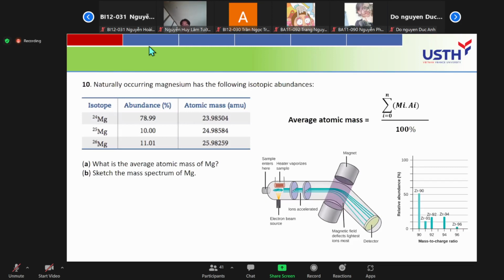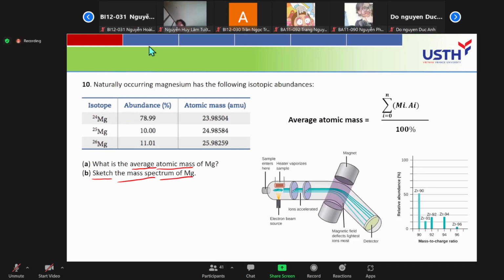Okay, exercise number 10 is related to a similar thing. The first part is related to the calculation of the average atomic mass. I will not calculate it. Question B is to get the mass spectrum of magnesium.